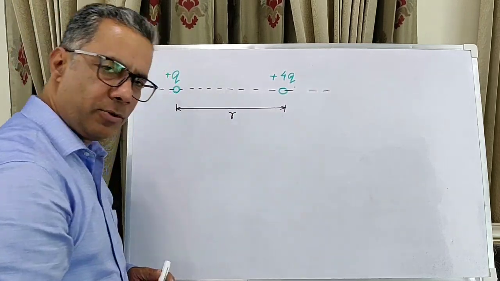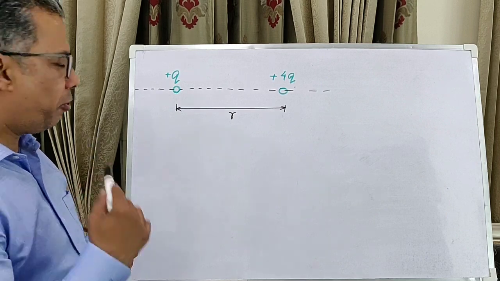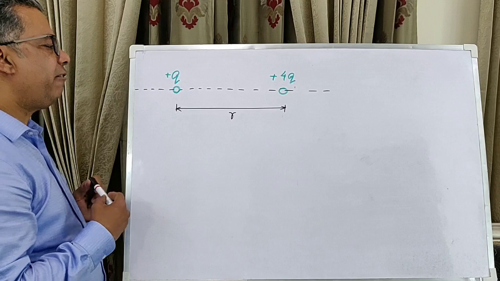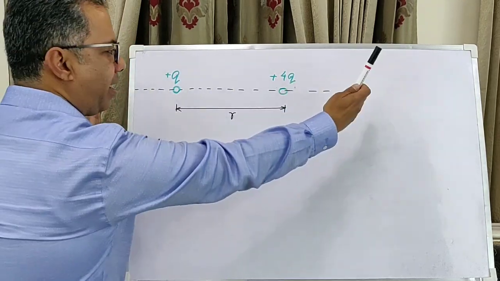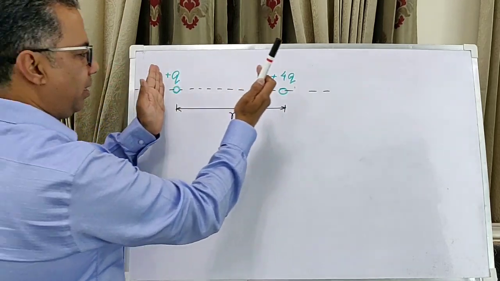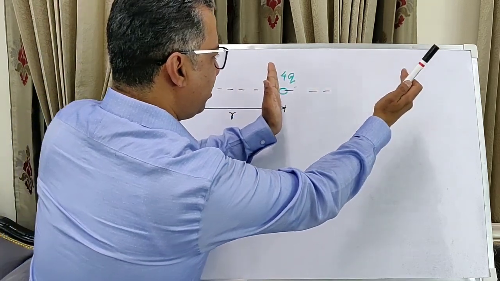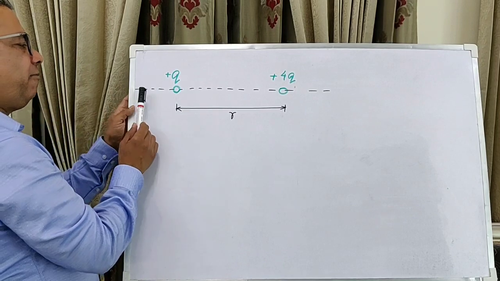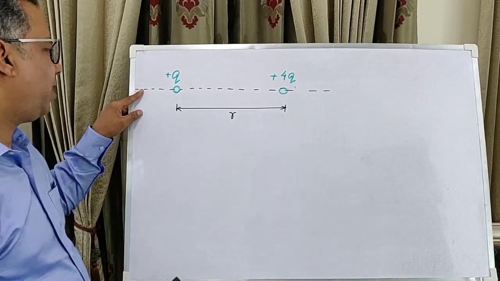So that's your question. Now, since we already figured out that the third charge has to be negative, can we place it somewhere here? Now, let's divide the entire line in three parts. One to the left of this plus q, then the second region in between these two charged particles, and third region to the right of 4q. Now, can we possibly place that negative charge over here?